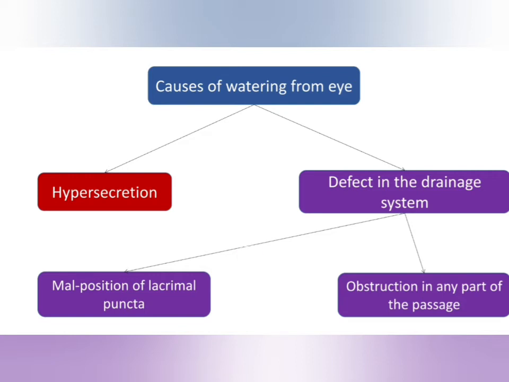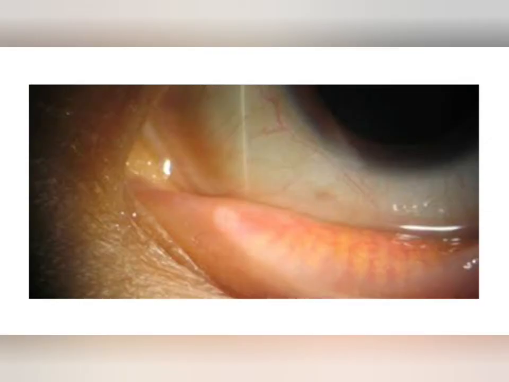Now it can also be due to malposition of the puncta, due to some pathology, or obstruction to any part of the passage. If we see this picture, this is punctal stenosis. The punctum is like a hole, but here you see that the hole is closed. Due to this stenosis or constriction of the punctum, the tear is not able to get inside, so it is leading to epiphora.